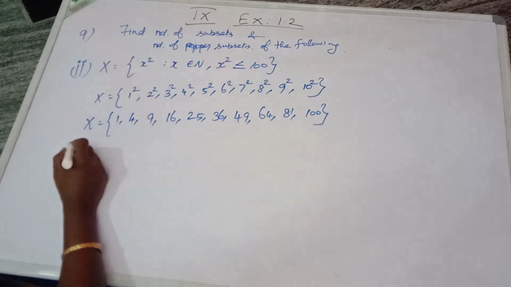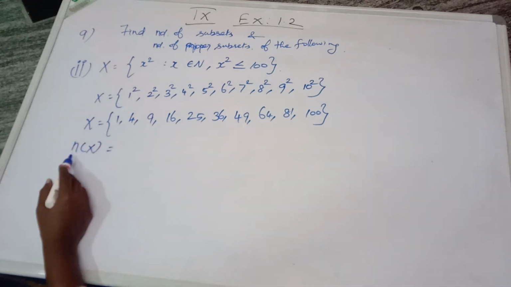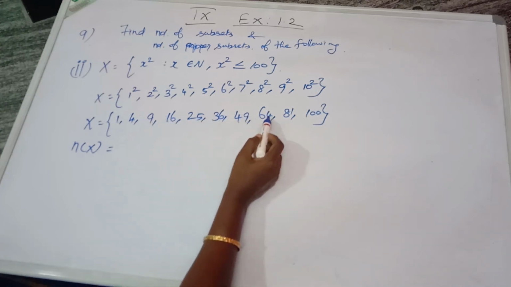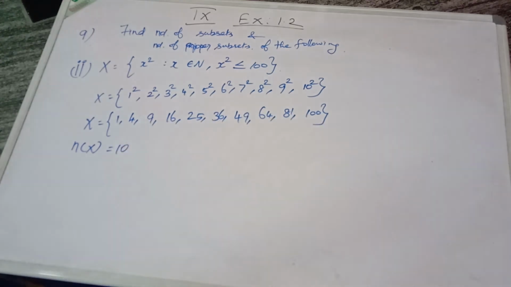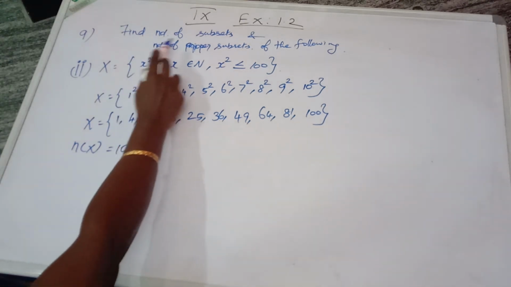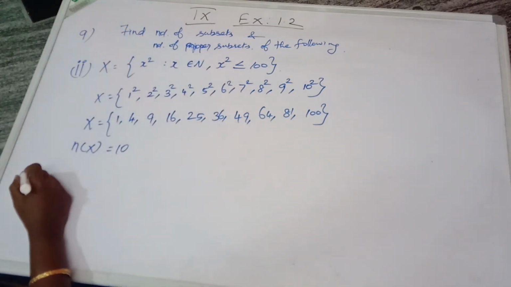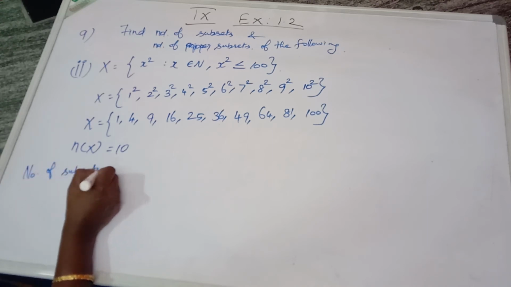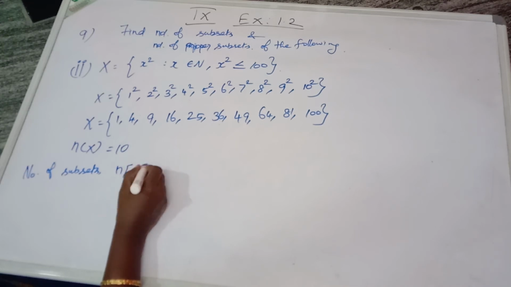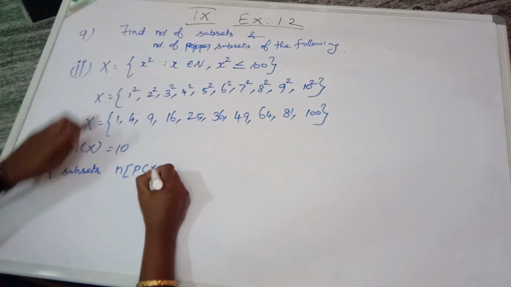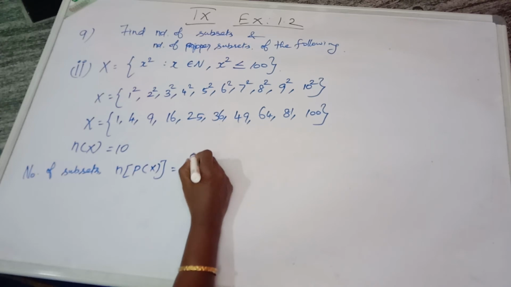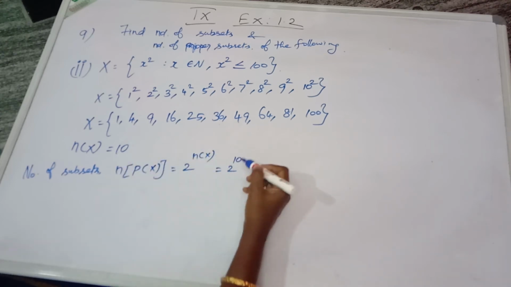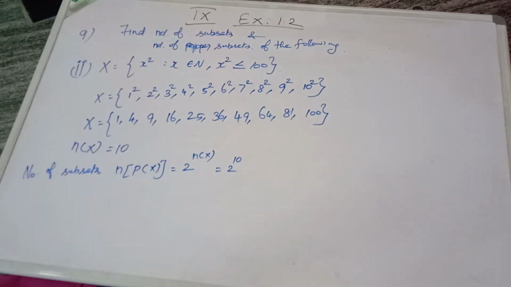Now, how many elements? n of X, the number of elements in the set X: 1, 2, 3, 4, 5, 6, 7, 8, 9, 10. So 10. They ask us to find the number of subsets and the number of proper subsets. So, number of subsets. The formula for the number of subsets of the given set X is 2 power n of X. n of X is 10. So 2 power 10.